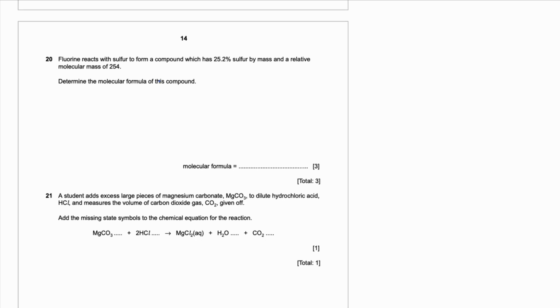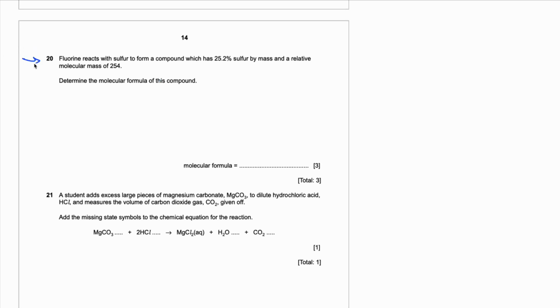Okay, let me pick this question. Question 20: fluorine reacts with sulfur to form a compound which has 25.2% sulfur by mass and a relative molecular mass of 254. Determine the molecular formula of this compound. For questions asking to determine molecular formula, you have to be given the empirical formula and the relative molecular mass. Actually, you already had the relative molecular mass. It was given to you as 254, but you still need the empirical formula. He didn't give it to you directly. That's why this question is 3 marks.